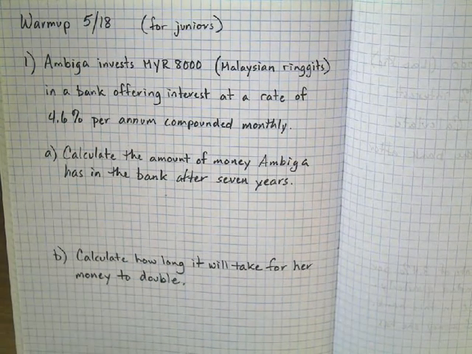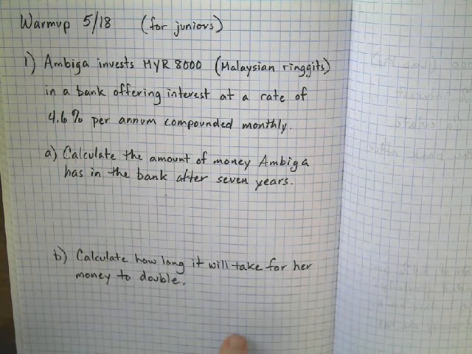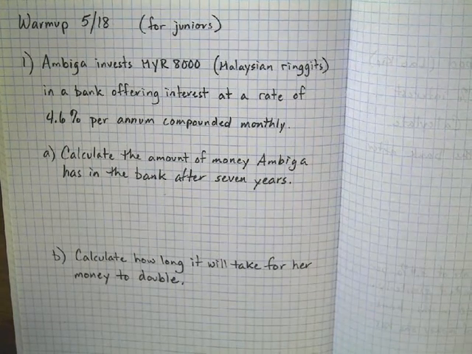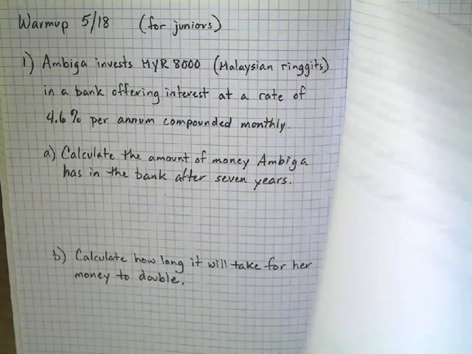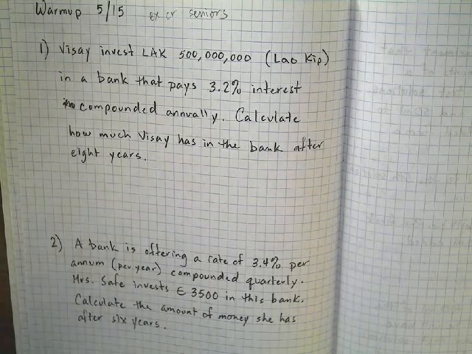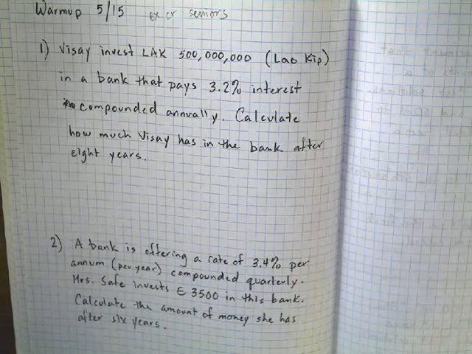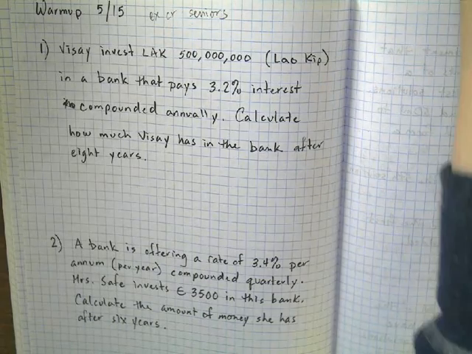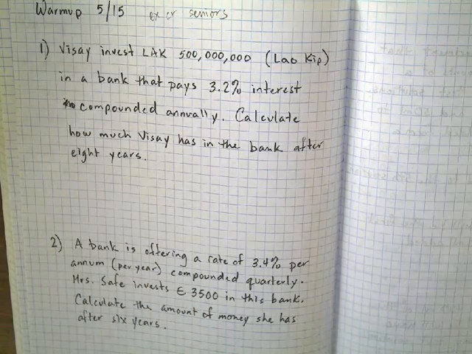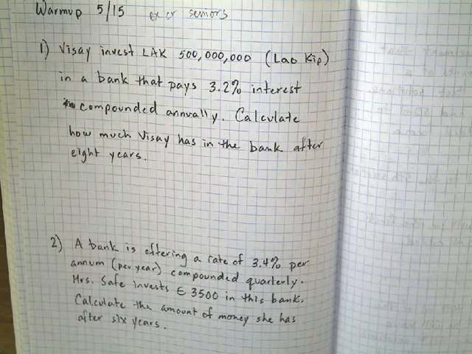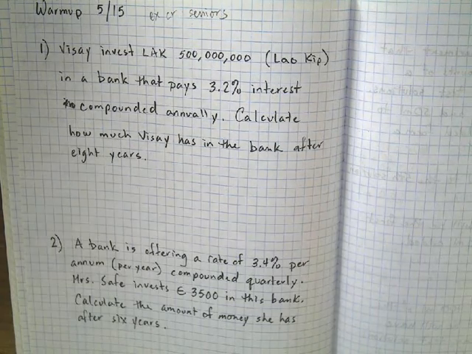And so this is going on what we were working on last year, saving money and getting interest paid, compounded monthly. Okay, so let's look at the answer to last week's. Last week we had Visay investing 500 million Lao Kip in a bank that pays 3.2% interest. Calculate how much Visay has in the bank after 8 years.